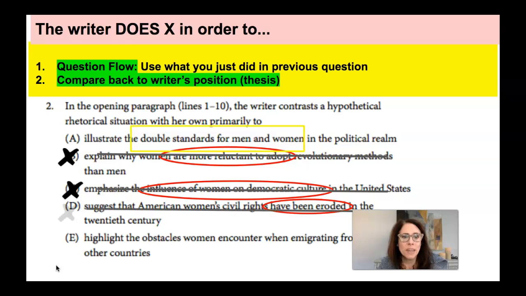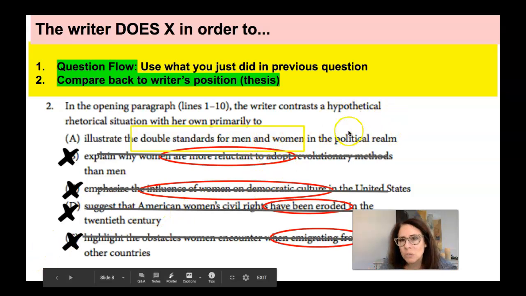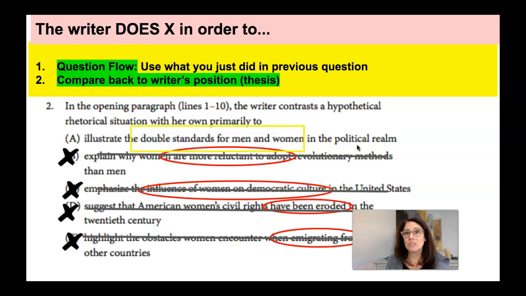So I'm going to cross that out and then highlight the obstacles of women when emigrating from other countries. Even if we didn't know what the word emigrate was, right? There's not talk of women from other countries. It's not about that. That does leave me with A, and I might want to test it with the little part of the sentence that I didn't really consider, which is in the political realm. But at this point, if I'm sure that I've crossed off at least half, then I'm going to go with the one that stands out to me that matches her position, the main message.